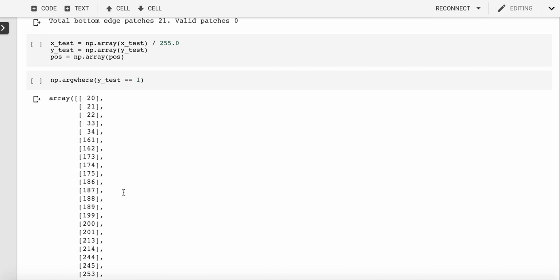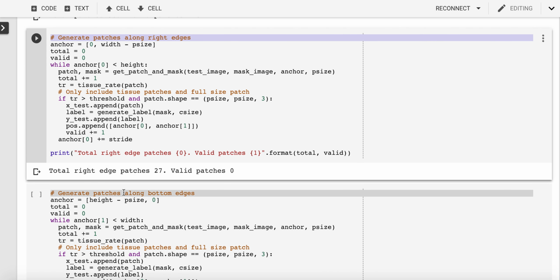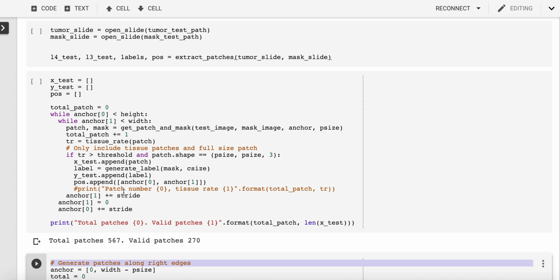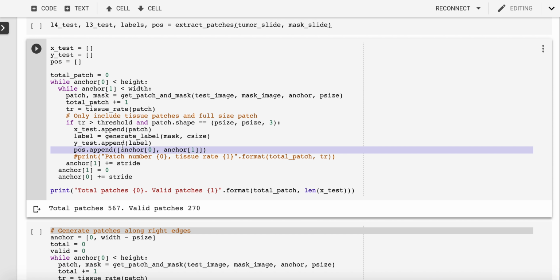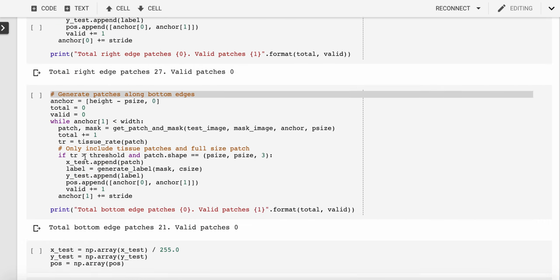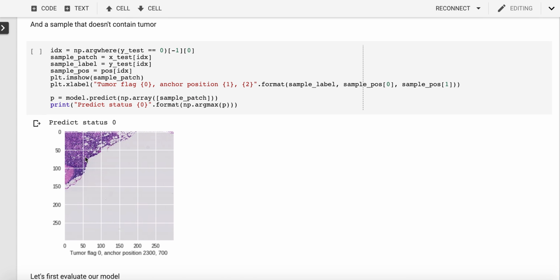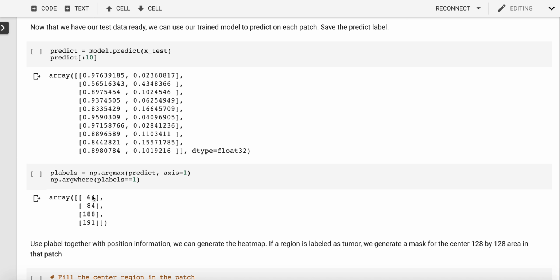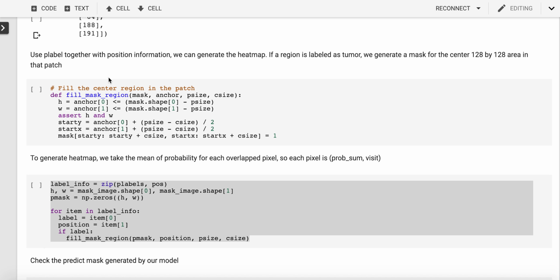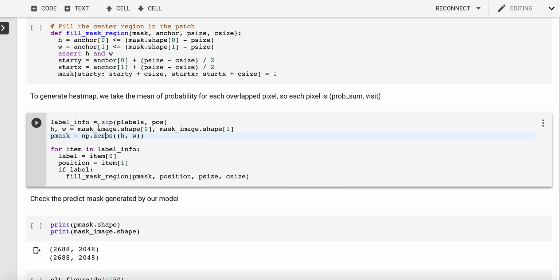When we were extracting the patches here, it's actually a little different than the training process because I add this position information of the anchor, the position of each patch. With that information, we can generate this heat map using the predictions that we have. This is a helper function that I wrote to fill the mask region if this region is classified as tumorous. And this is the generating process.